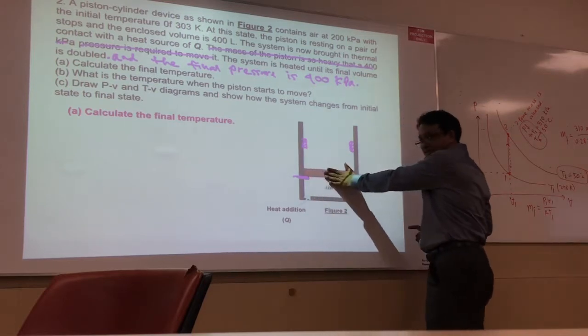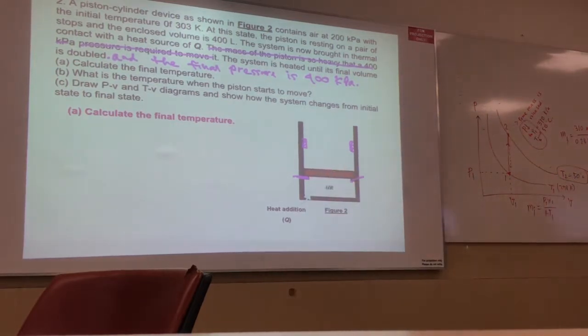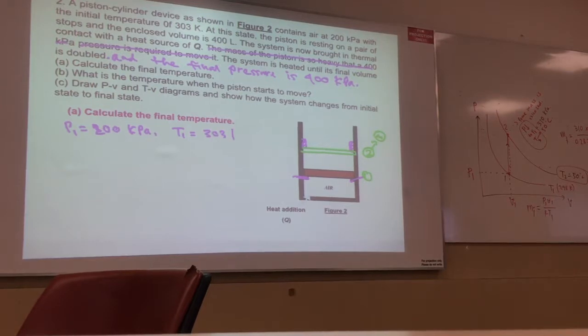Okay. So initial is here, state 1. When the piston goes here, it becomes state 2. And what is the state 3? Yes, very good. Then what is the initial pressure? Right. Initial pressure is 200 kilopascal. Initial temperature is 303 Kelvin. And volume, initial volume is given, right?